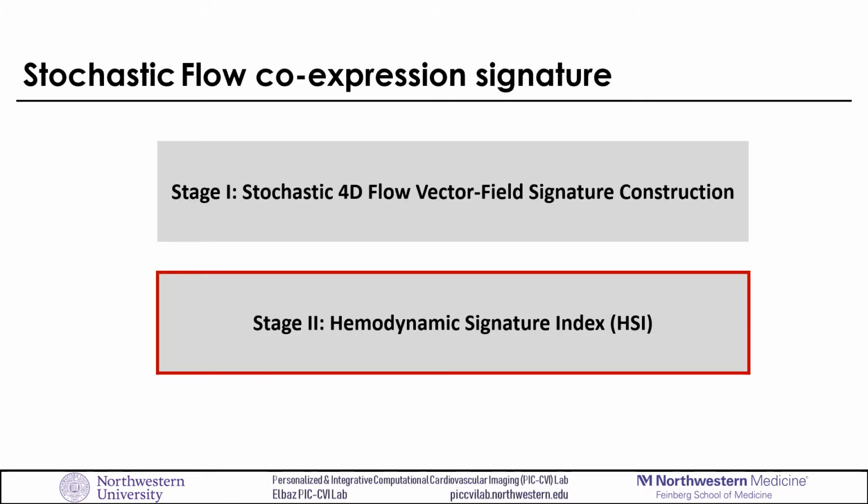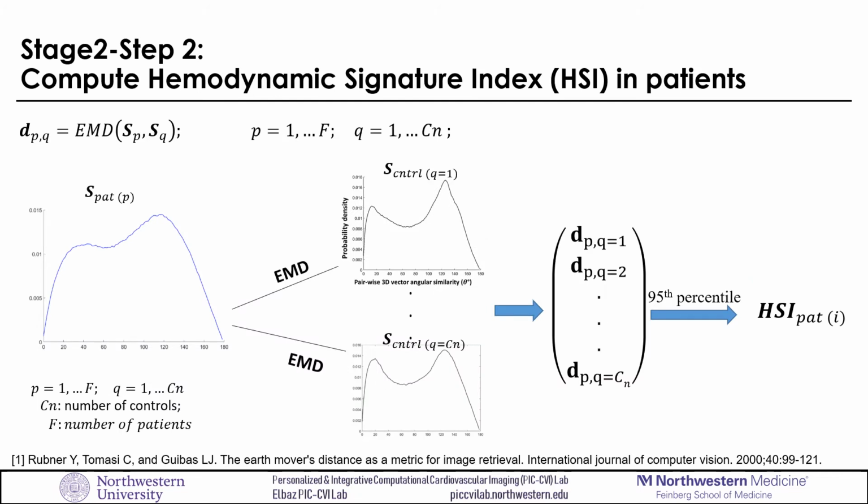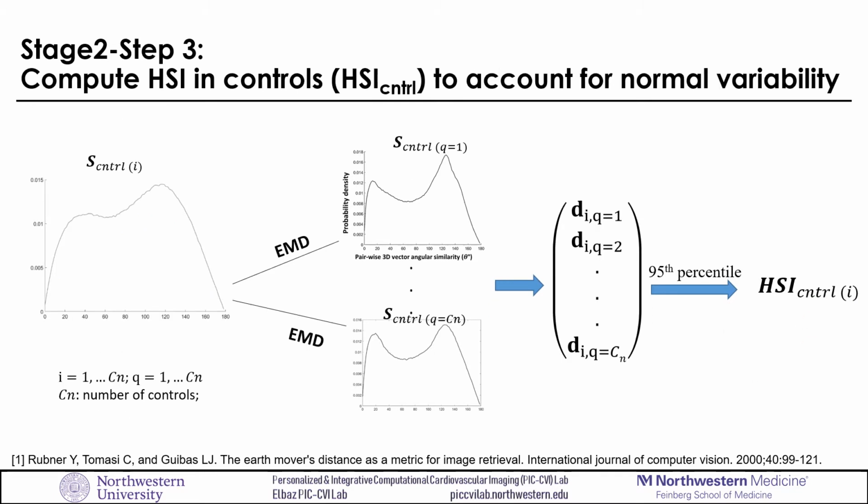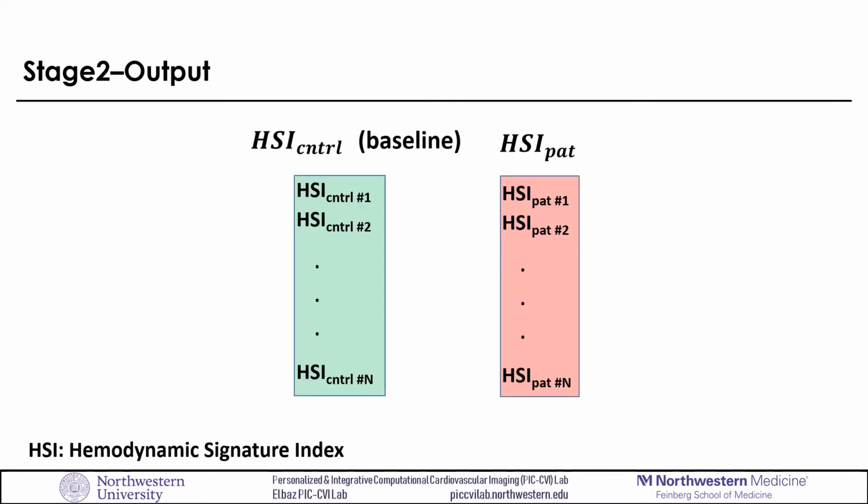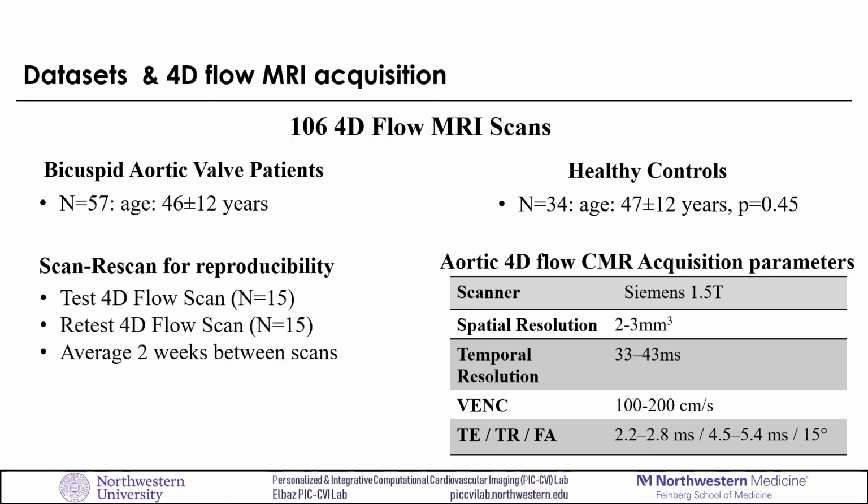The second stage is we compute the hemodynamic signature index. The hemodynamic signature index is basically a measure of the difference between the distribution of the signature that we defined for each patient compared to all controls, and then we take the 95th percentile, so each patient will have a corresponding HSI index. Same for controls, we define each control's baseline signature similarly, based on the earth mover's distance, EMD, which is the distance between distributions. The output then will be two vectors corresponding to the number of patients and controls, so we are able to compare them together.